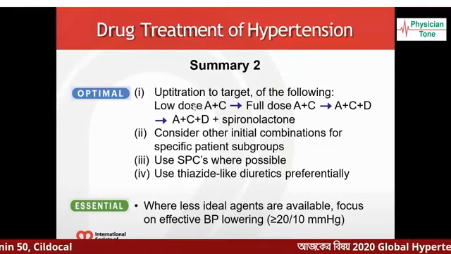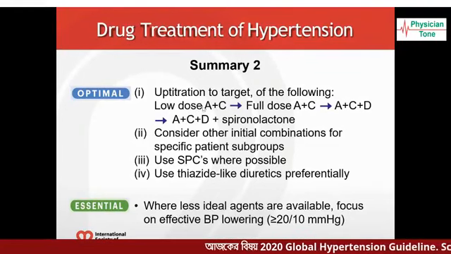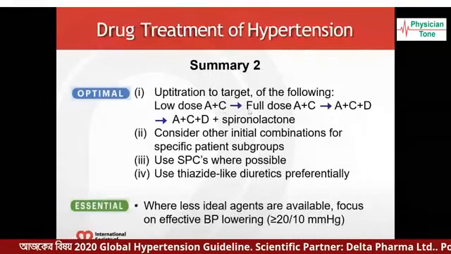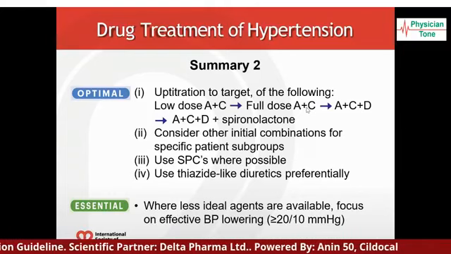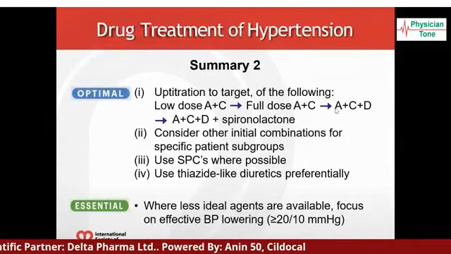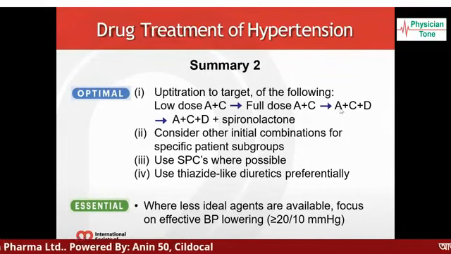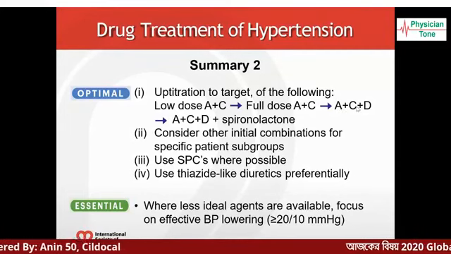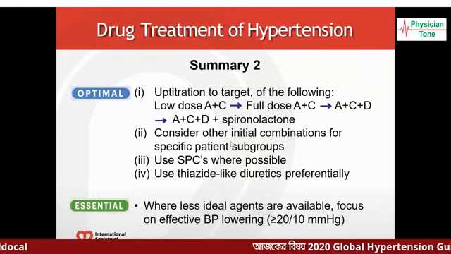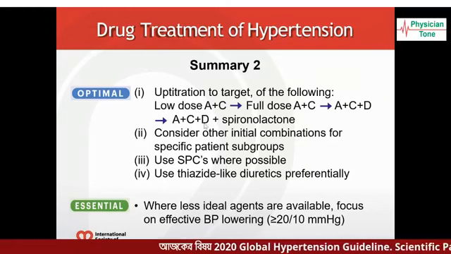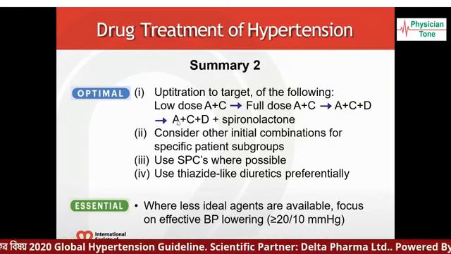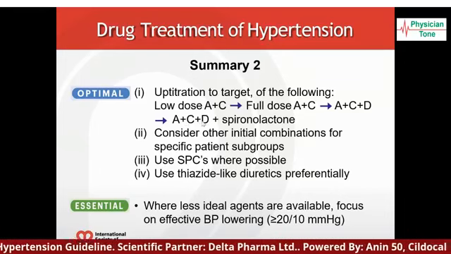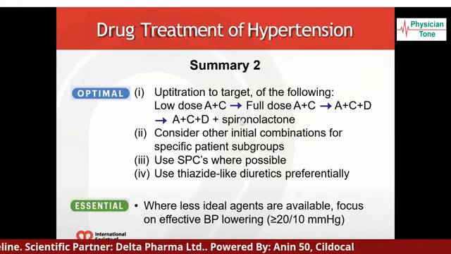First low dose ACE inhibitor or ARB plus calcium channel blocker in step 1, then full dose of ACE inhibitor or ARB plus calcium channel blocker in the second step, then in the third step ACE inhibitor or ARB plus calcium channel blocker plus thiazide-like diuretics. In the fourth stage, or in resistant hypertension cases, including these ACE inhibitor or ARB plus calcium channel blocker plus thiazide-like diuretics, spironolactone could be added.